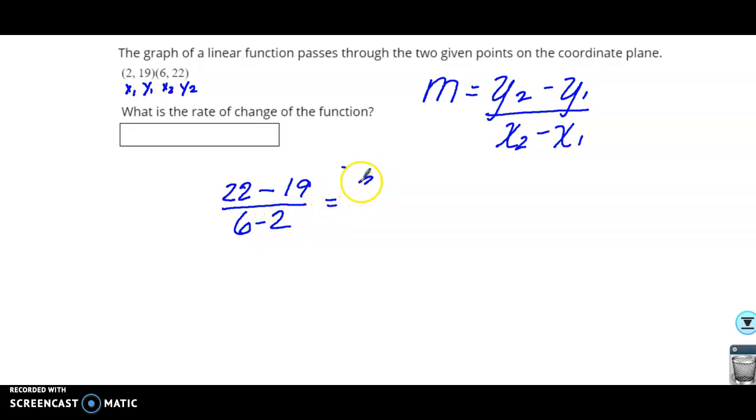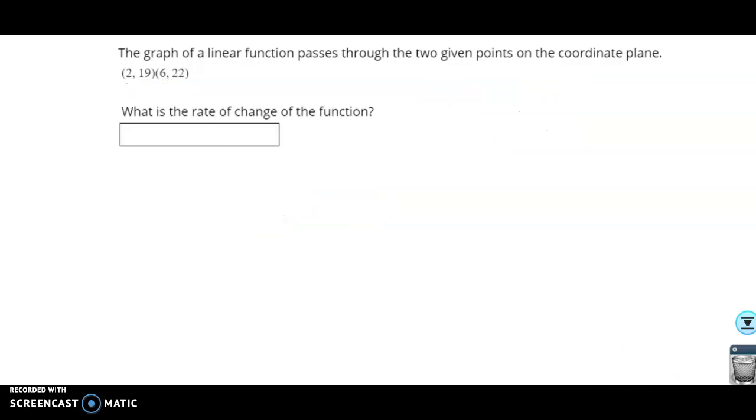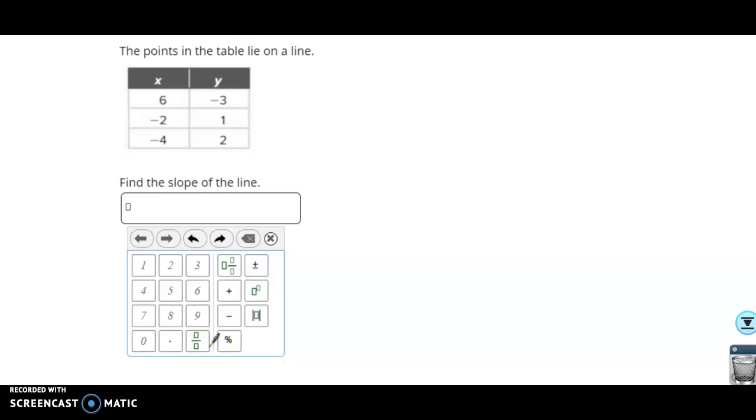22 minus 19 is 3. 6 minus 2 is 4. So the slope would be 3 over 4. Okay. It's the rate of change of the function. And in Edge Elastic, there's a fraction thingy you can click to put a fraction in. Okay. Any questions? No? Okay, good. Let's move on then.